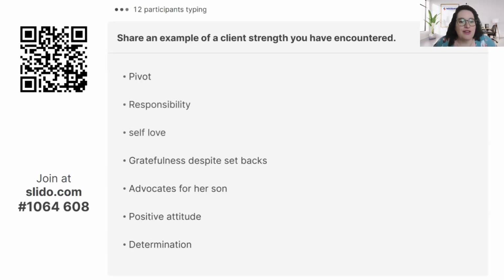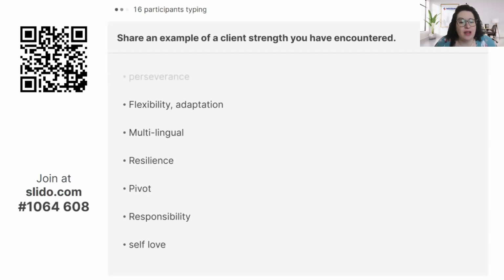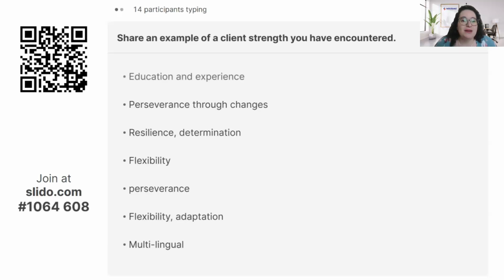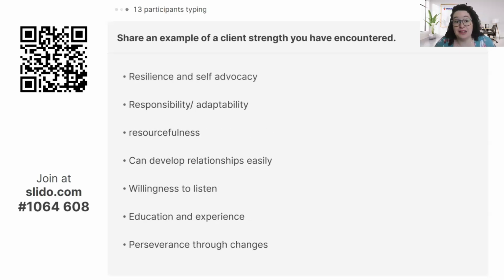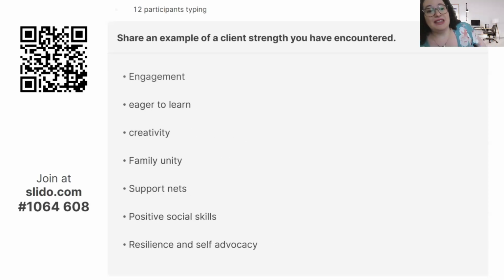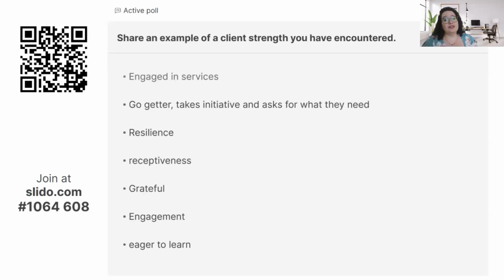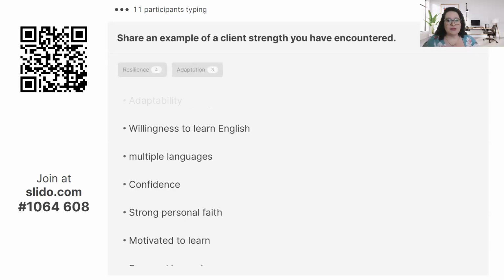Prior education, self-advocacy, supportive relationships, past work, self-love, gratefulness despite setbacks, being multilingual. Perseverance, resilience, determination, flexibility. That's a huge one. You have to be flexible all the time in this kind of work, and that can be very frustrating. That's a big strength to bring. Eager to learn, family unity, receptiveness, go-getter, takes initiative and asks for what they need. That's an amazing strength to reflect back to a client.